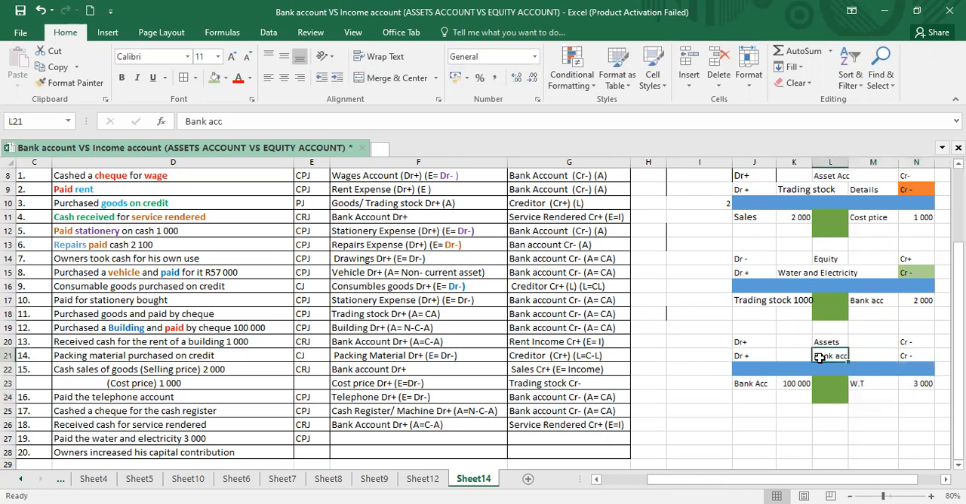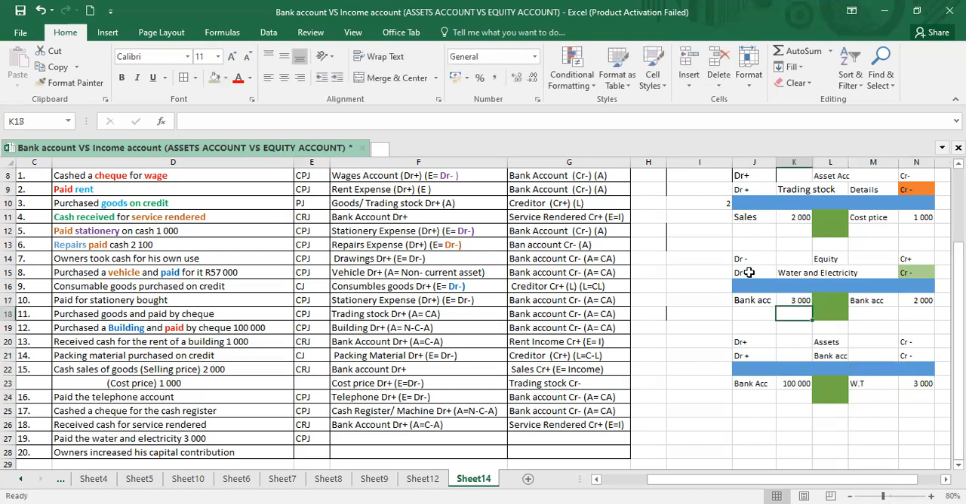So can you see, you yourself said you used your business bank account. What is it that you paid? You paid for water and electricity. How much was it? It was 3,000 rand. Your business bank account has decreased. Now, you open another T account of something that you are paying for: water and electricity. How did you pay for this water and electricity? You took the money from the bank account. How much did you take? You took 3,000 rand from the bank account.